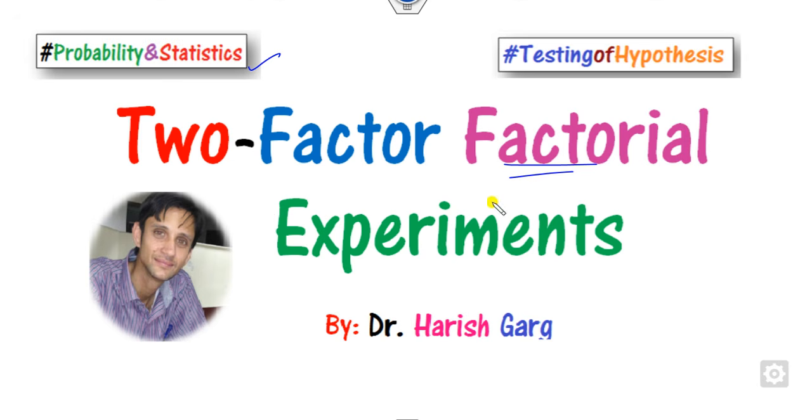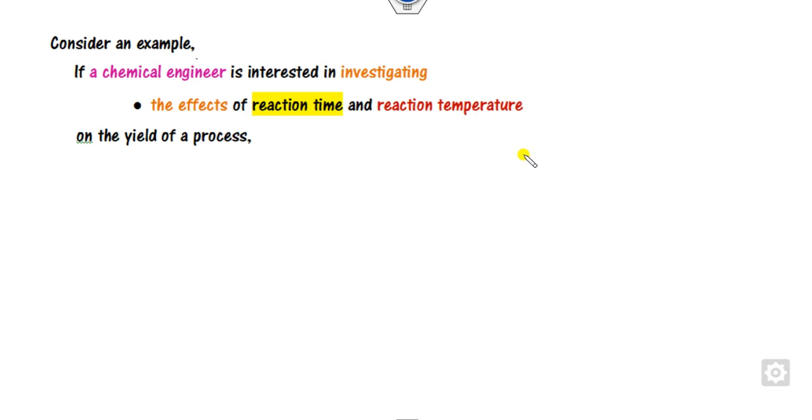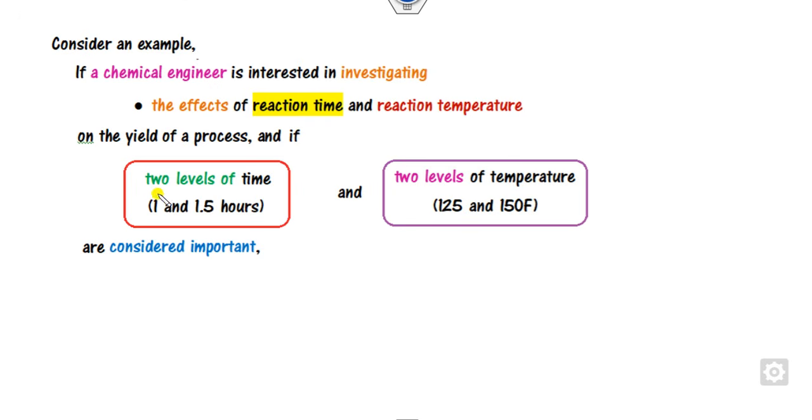So before we start with what the factorial experiment is, let me tell you a simple example. Suppose you are a chemical engineer and you are trying to investigate the effect of reaction time and reaction temperature on the process yield. So how can you do that? Say you consider the reaction time as 1 and 1.5 hours and the reaction temperatures at 125 degrees Fahrenheit and so on. So how do you do that?